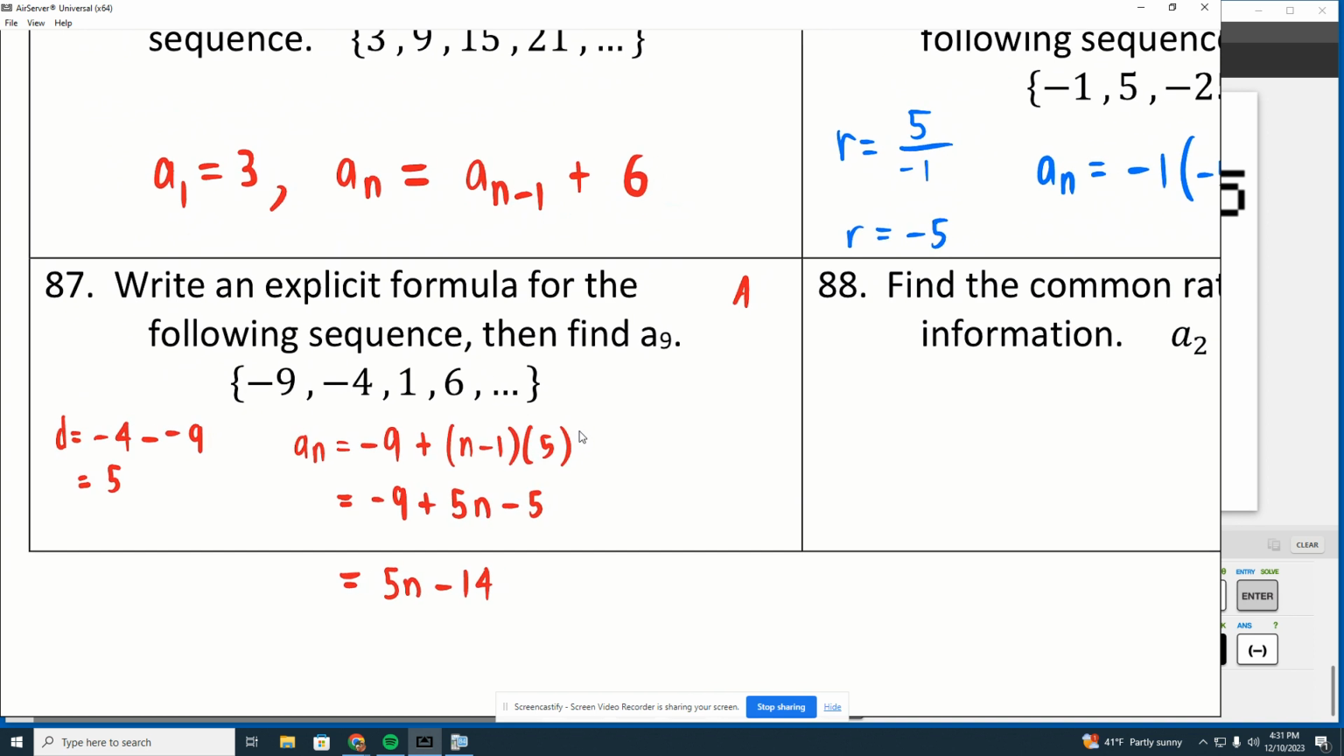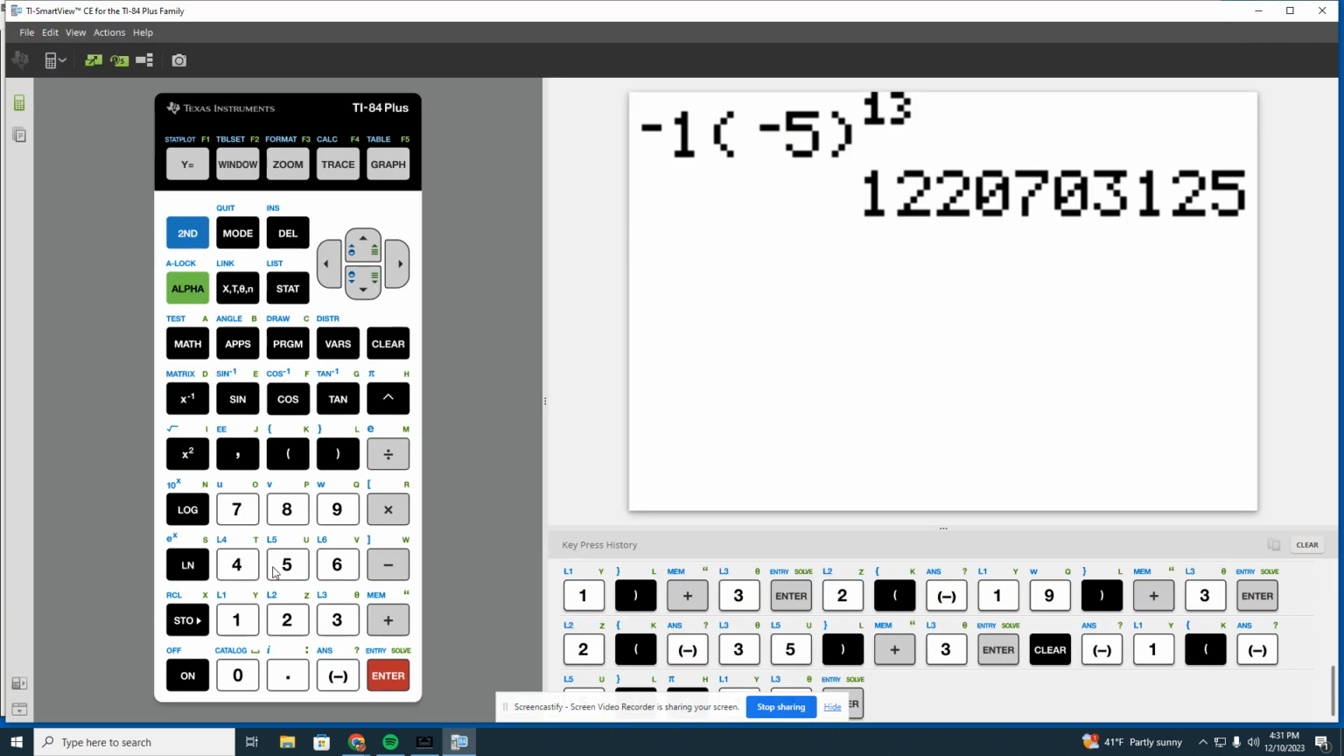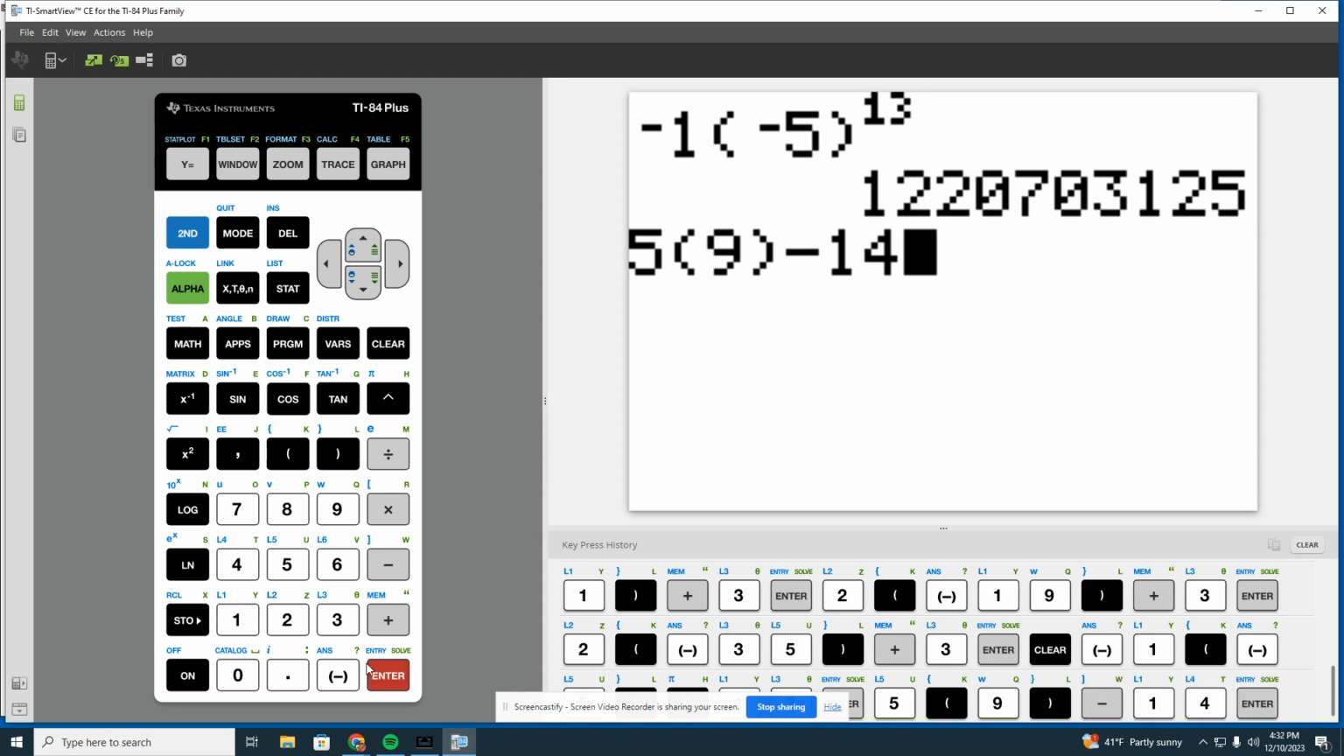So the last thing it asked me to do is to find a sub 9. So we're simply going to go 5 times 9 minus 14. So 5 times 9 minus 14 gives me 31.